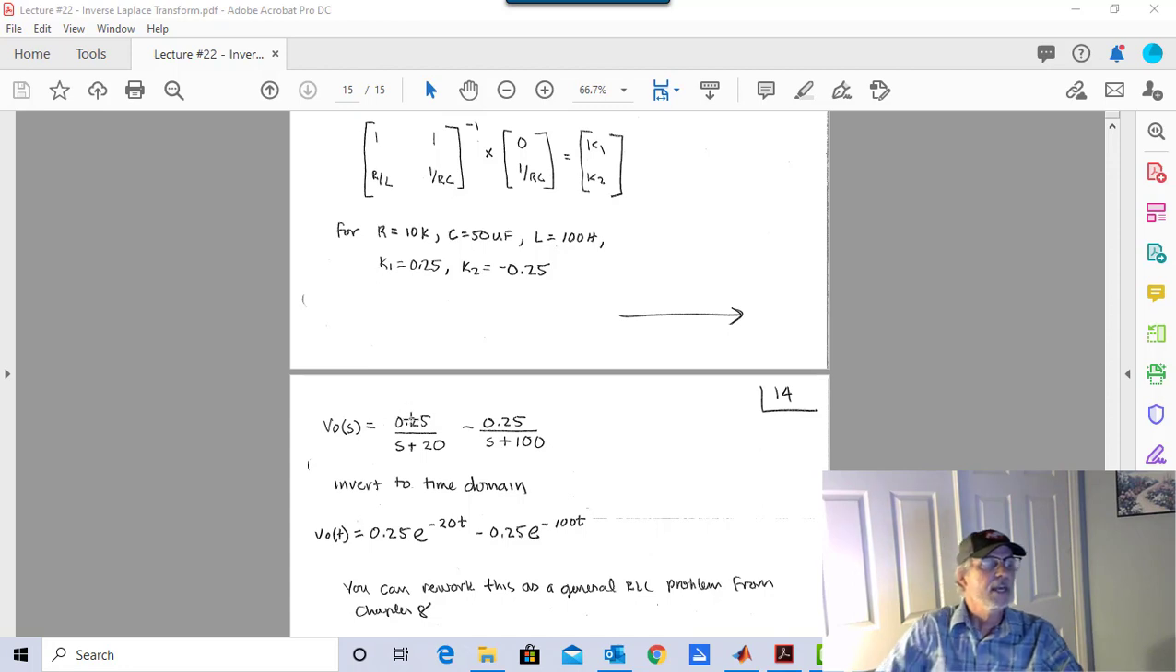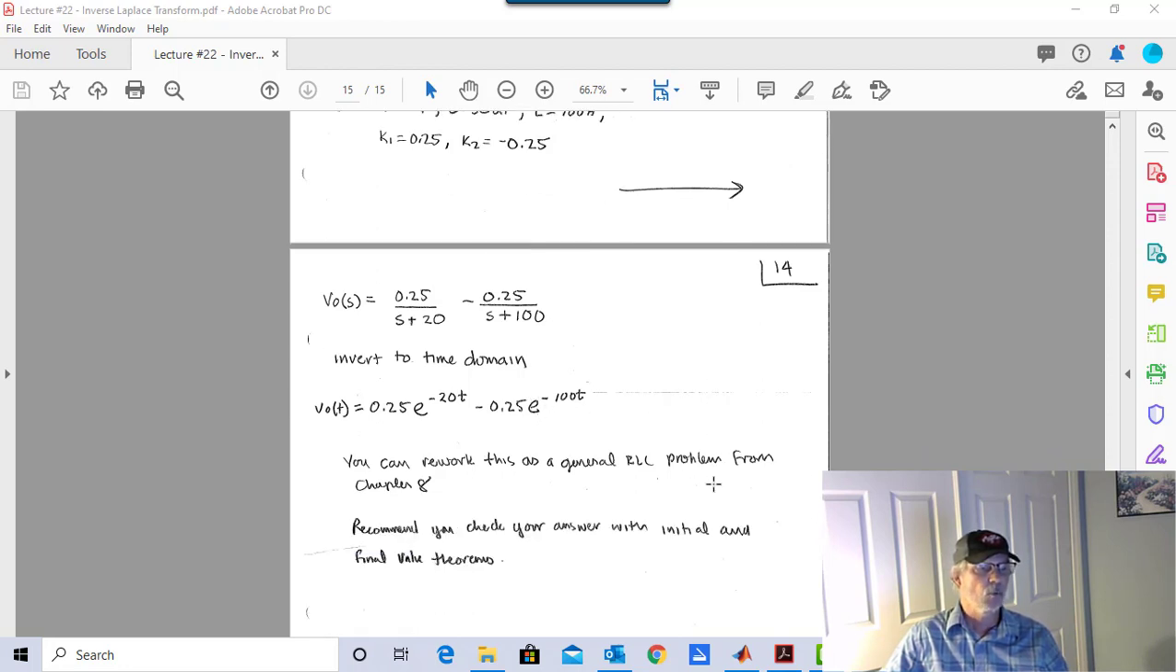So here is my Laplace transform of the output broken up into little Lego bricks. And these inverse Laplace transforms are trivial. So we have 0.25 e to the minus 20t minus 0.25 e to the minus 100t.